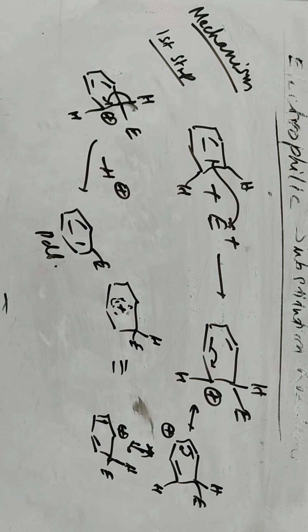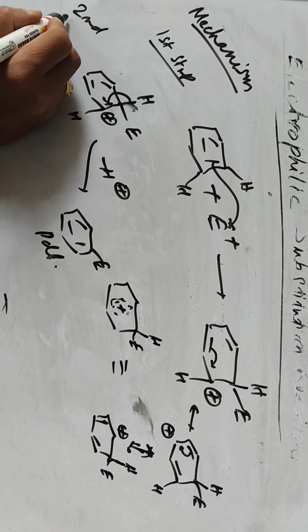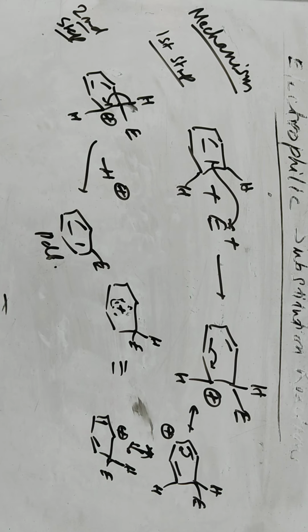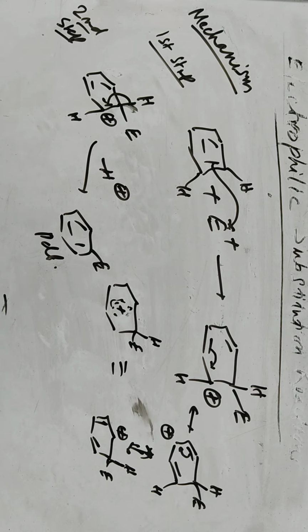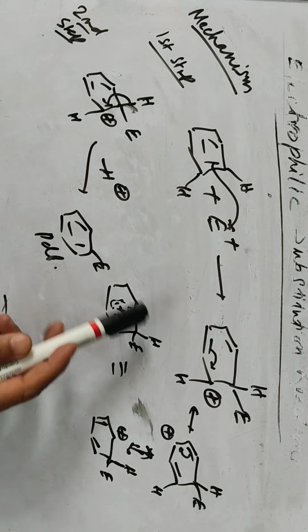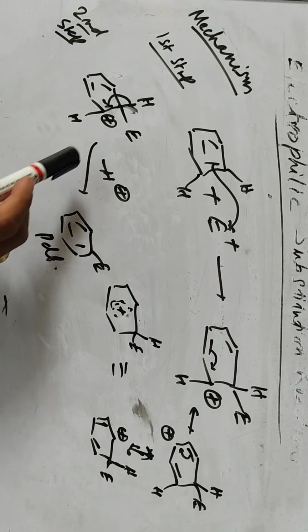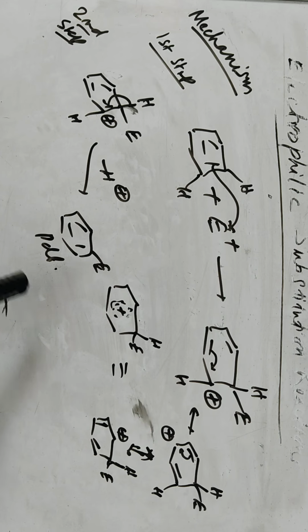So I'm repeating again the general mechanism of the electrophilic substitution reactions. The first step involves formation of a carbocation. This carbocation can be delocalized in all this system, so we can have this equilibrium form. In the second step, we have the loss of this proton and we get a product. The product itself is an aromatic compound. So this is about the mechanism of the reactions.